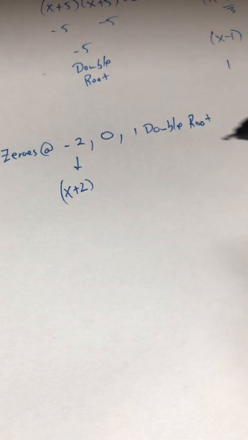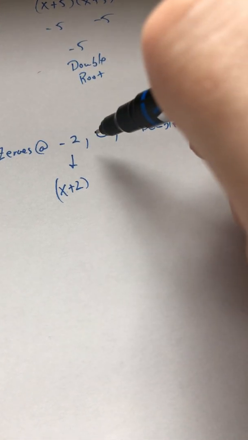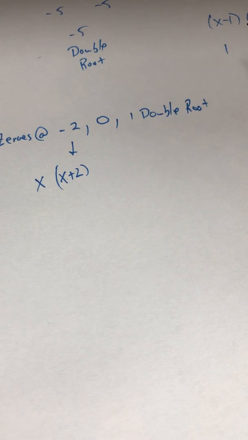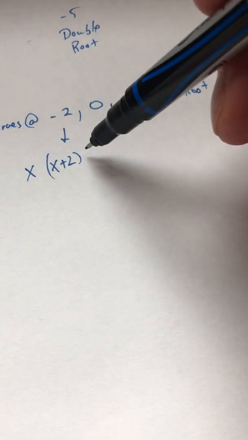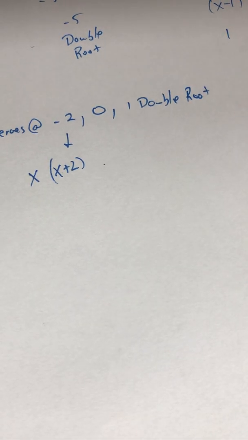If 0 is a 0, this is where we just use x. All right, and I like to write mine when it's that in the front, always. That's just my personal preference. But again, I could write it right next to this one. It doesn't matter. And then 1 being a double root.